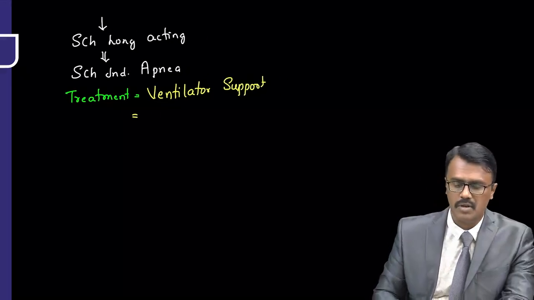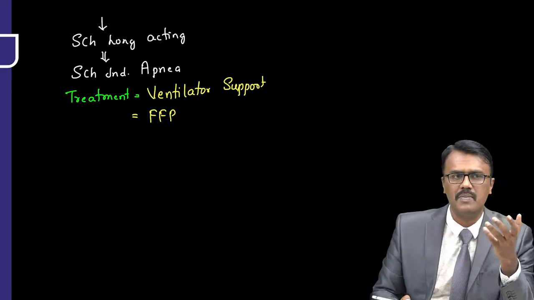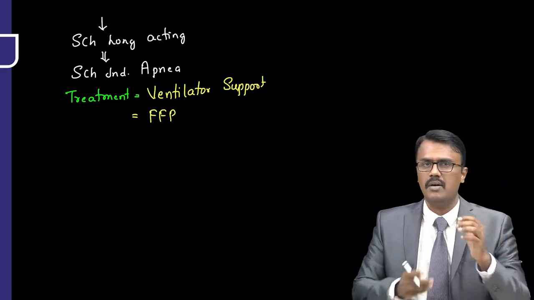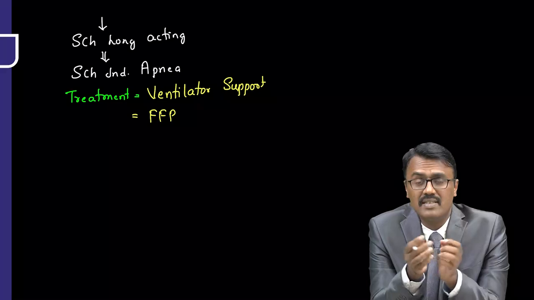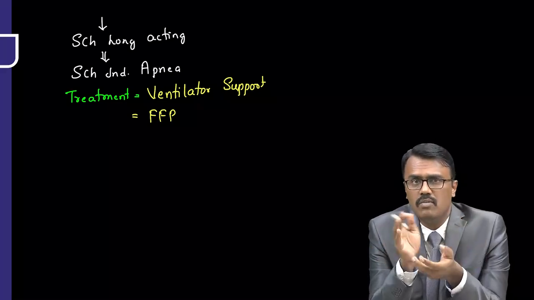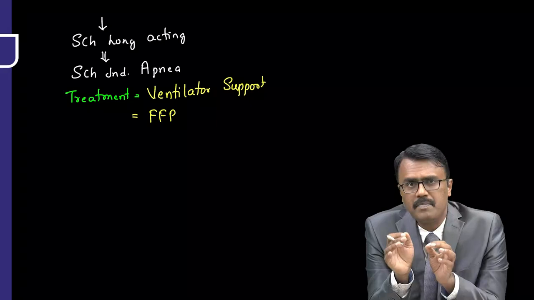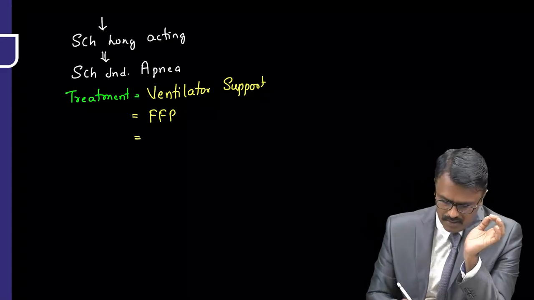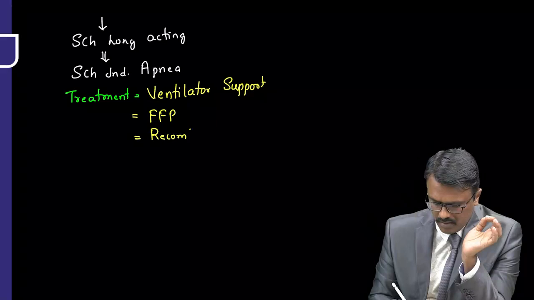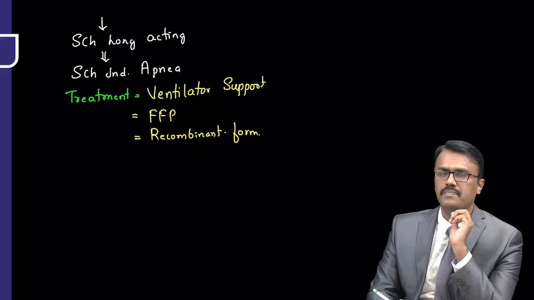Second, you have to give fresh frozen plasma. Sir, why should we give fresh frozen plasma? Because plasma contains pseudocholinesterase. But the plasma you are giving, fresh frozen plasma, should be from a non-deficient patient or a patient who has typical pseudocholinesterase. If you give plasma which has the atypical one, there is no use. So you have to give fresh frozen plasma which has the typical pseudocholinesterase. Or we recently have a recombinant form of typical pseudocholinesterase that can be used. So this is the point.